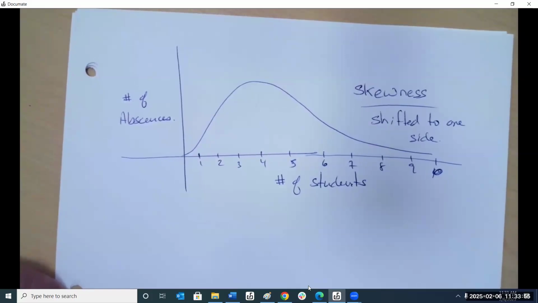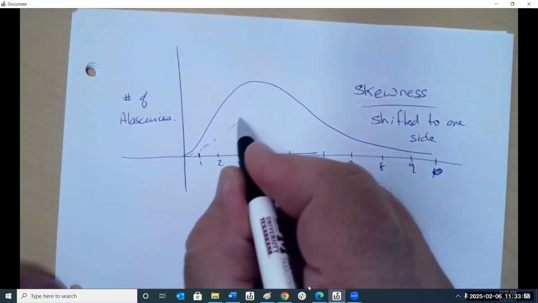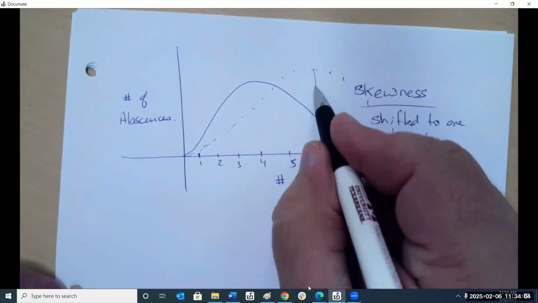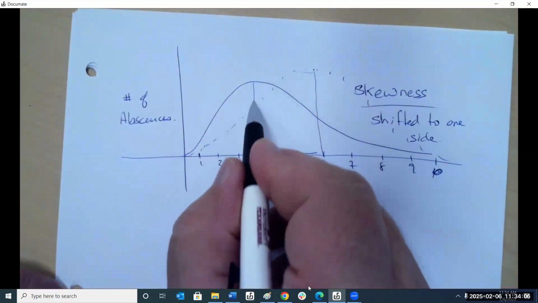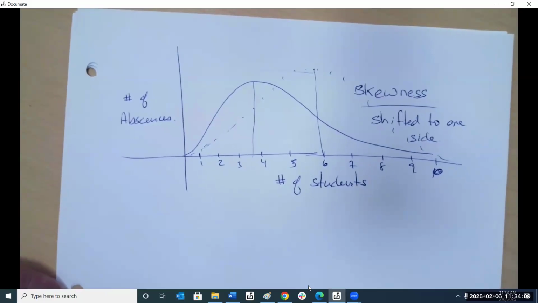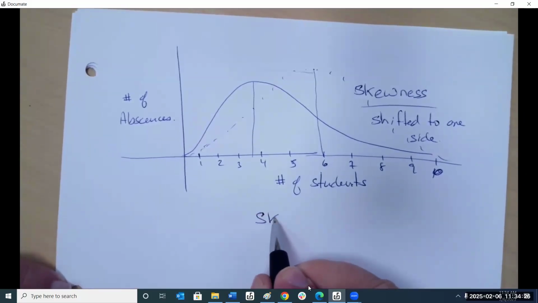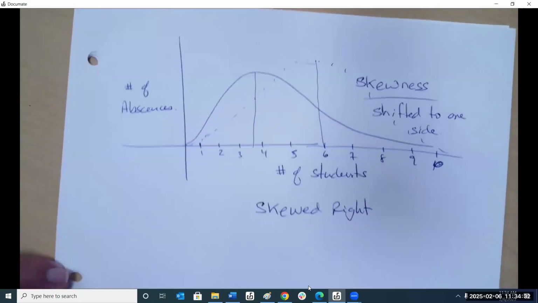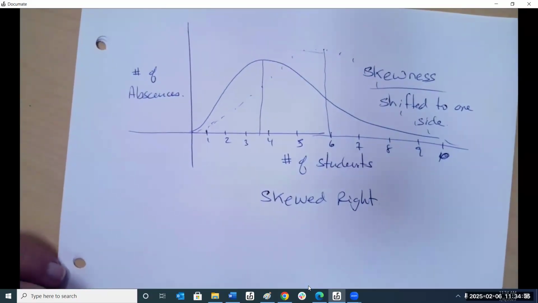Now, what do I mean shifted to one side? Because remember, a normally distributed curve will look like that. That means the average is in the middle. It's now shifted. The average now is shifted to the left in this case. So what do you think we call that, if everything is shifted to the right? That's called skewed right.